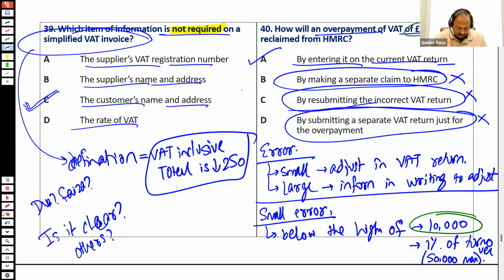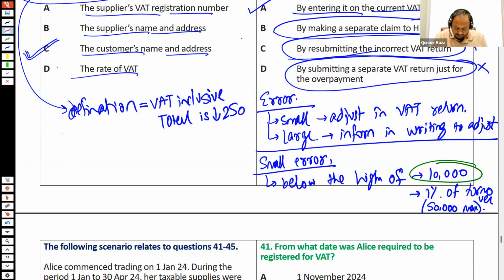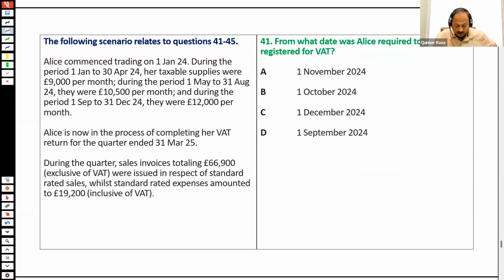Sorry, getting instructions on the way back to home. So I hope that's pretty much clear, right? Dua and Faiza. Okay, perfect.